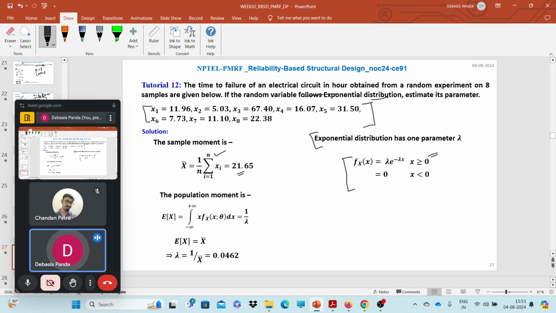21.65. Clear? Now, what will be the population moment? Here we have the population distribution, and for the exponential distribution, the population moment, if we have the PDF, is nothing but 1 by lambda. So we have the population moment 1 by lambda, and the sample moment equals 21.65. Now equate these, and you will get the value of lambda. That means E of x equals 1 by lambda, so lambda will be 1 by 21.65. Now solve it and let's see what value comes.